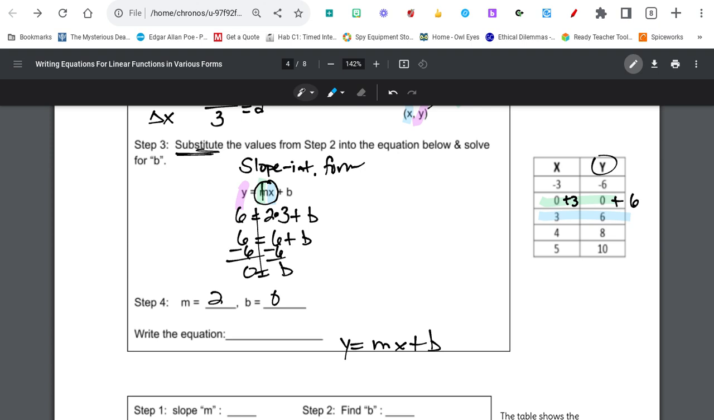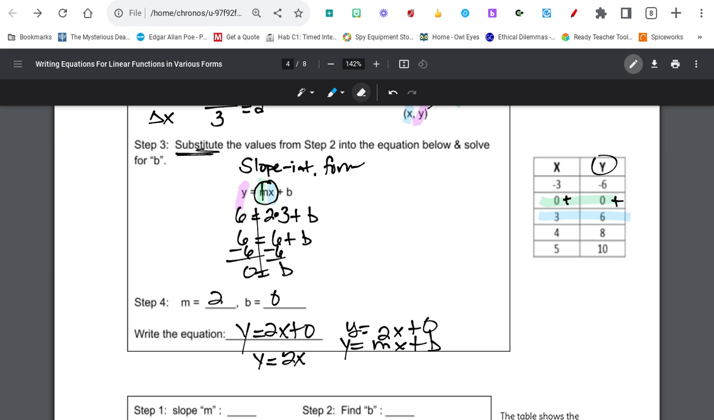You keep your x and your y variables, but you replace m and b. So y equals, m is 2, so it's 2x plus b. B is 0. You don't have to put that plus 0. You can just put y equals 2x. When your y-intercept is 0, you can just drop the plus 0. It's not needed, okay?